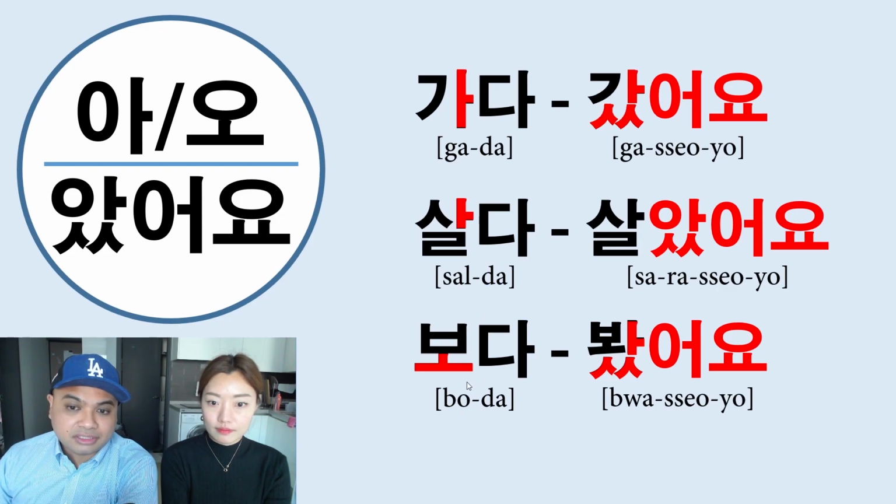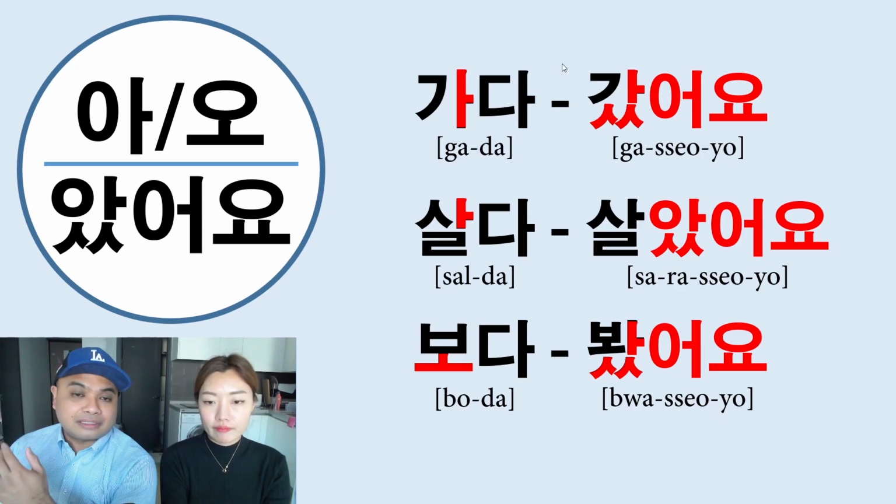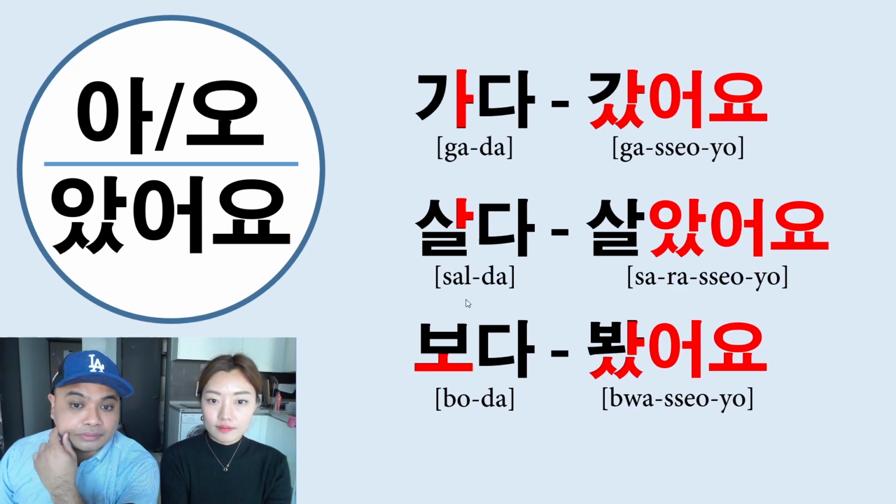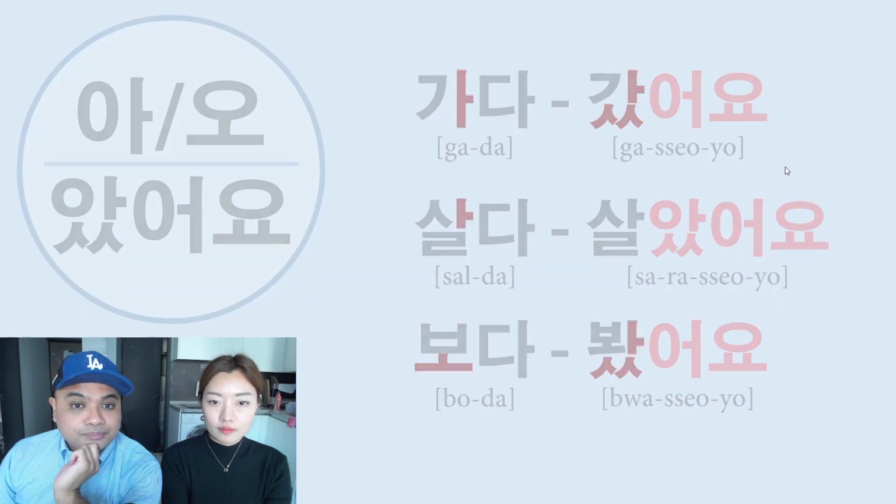And we have 보다. 보다 means to watch. When you say it in the past tense, you need to say 봤어요. 봤어요. So this is how it looks when you conjugate these verbs if the last vowel is an a, an o, or when there's a consonant also. Okay? And let's look at the next rule.